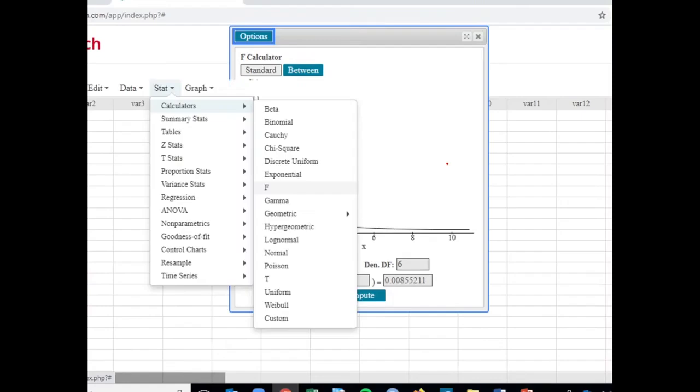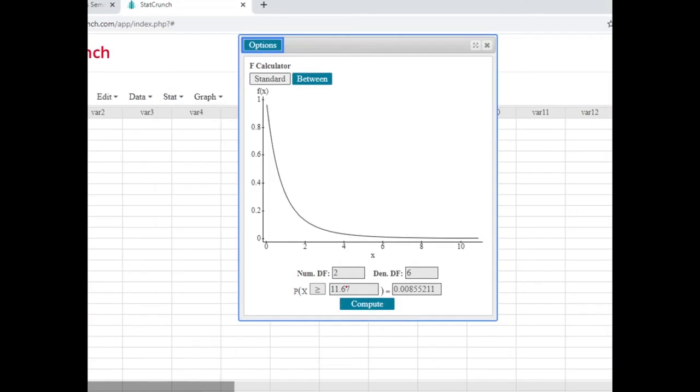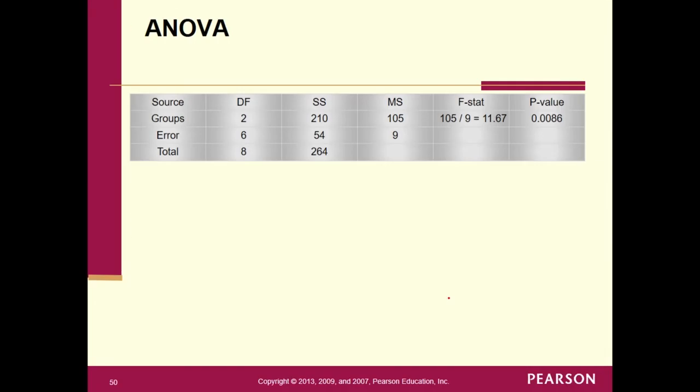So I put in 2 and 6, and this is a right tail test, so I put a greater than sign, and here is the test stat. And here's the p-value. It turned out to be 0.0086, it looks like, rounded to 4 decimal places. So we would have rejected the null hypothesis here, and we would have said, oh, we got a difference. We definitely have a difference within these means.